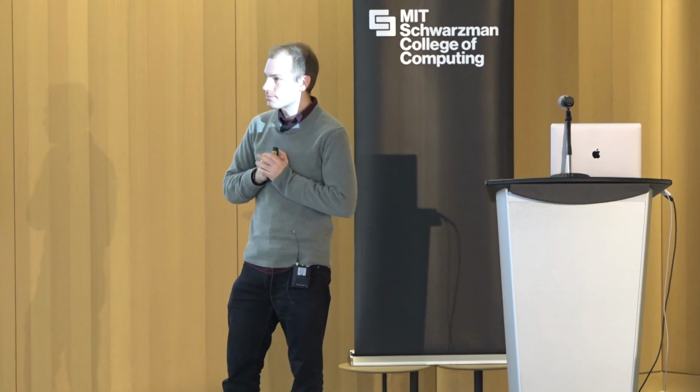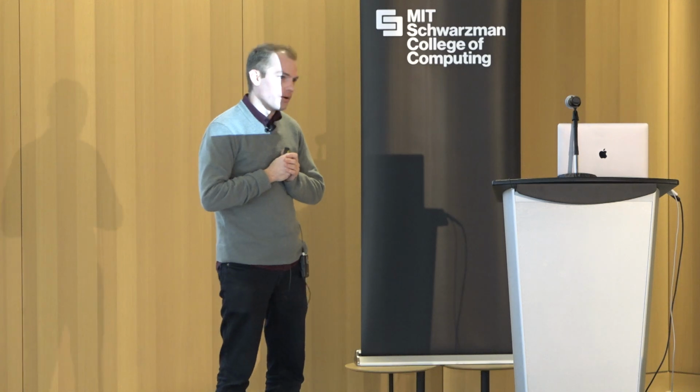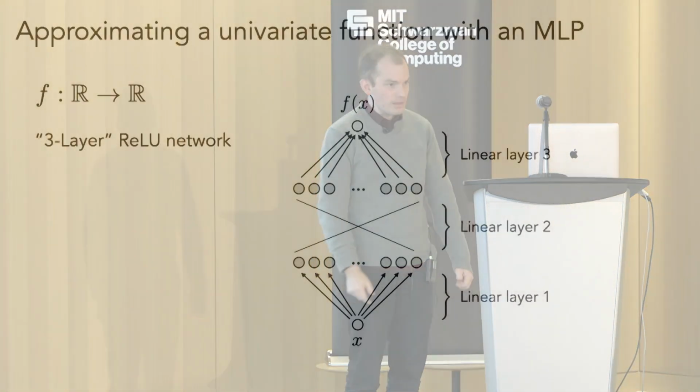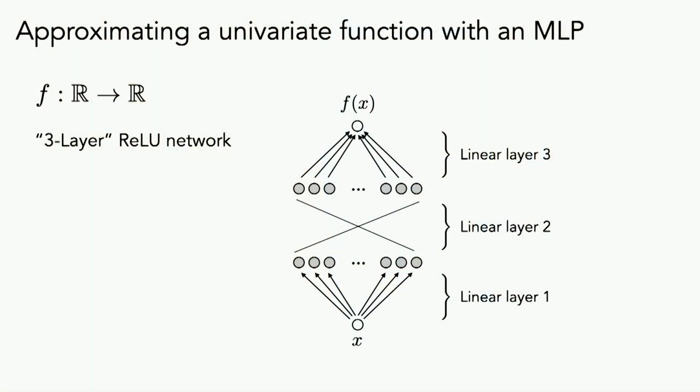So let me give you a sense of how you can actually prove that neural networks have the ability to approximate any continuous function. What I'll do is show you this scalar to scalar mapping from x to f of x via two linear layers and three linear layers. And there are pointwise nonlinearities, ReLUs, interleaved in between, which are not shown here.